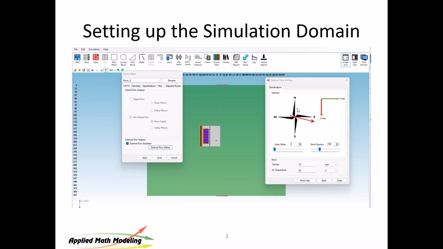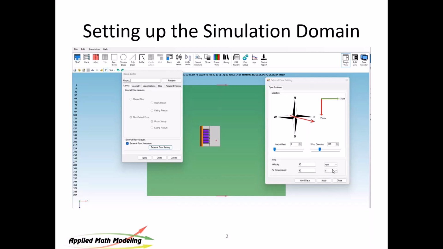So you can just offset the whole orientation of the room, or the domain, with respect to the building, and then you can set the wind speed and condition according to whatever the prevailing wind and condition are for that particular region that you're working on. You can set the velocity. We've got miles per hour, kilometers per hour, and a variety of other units here.